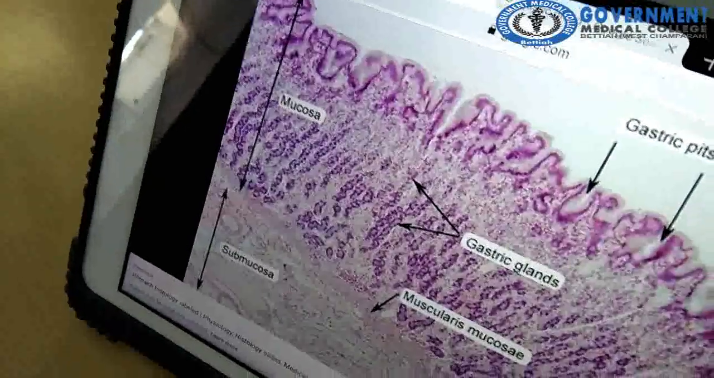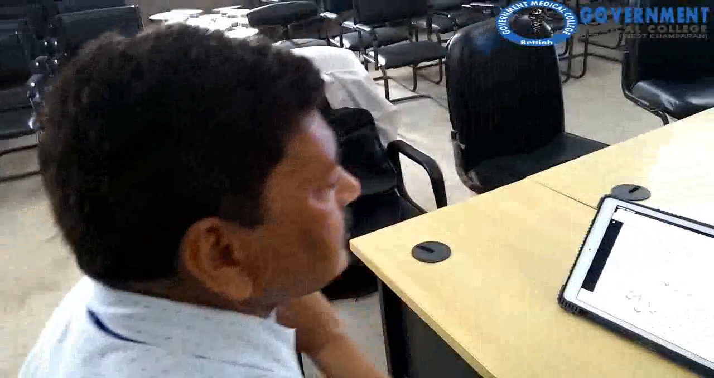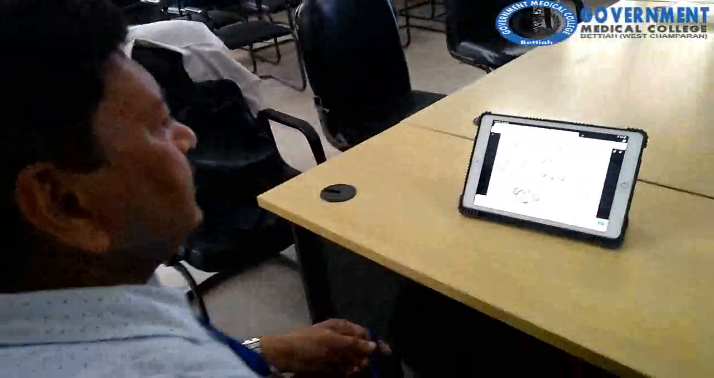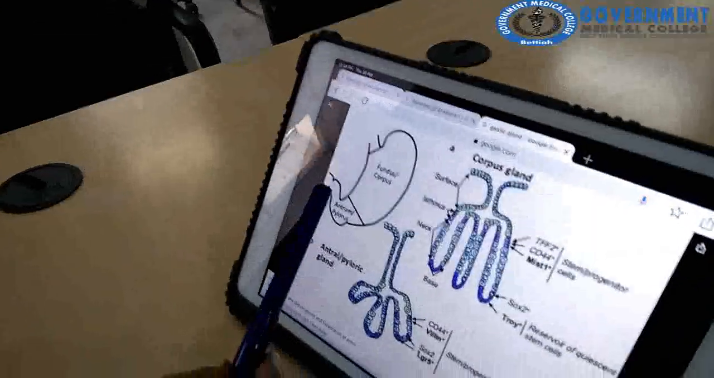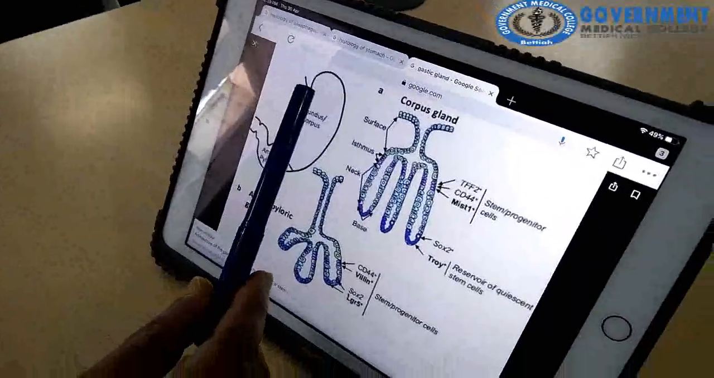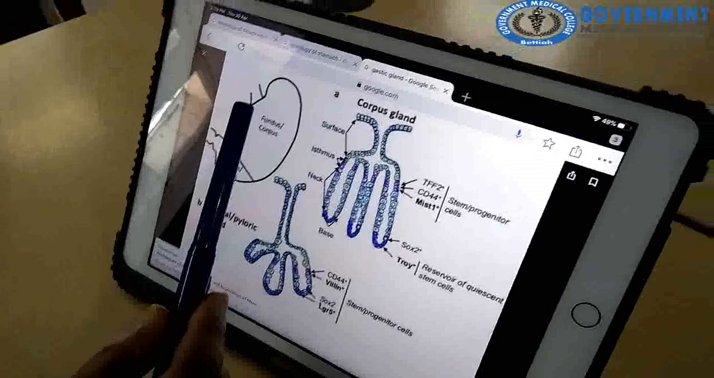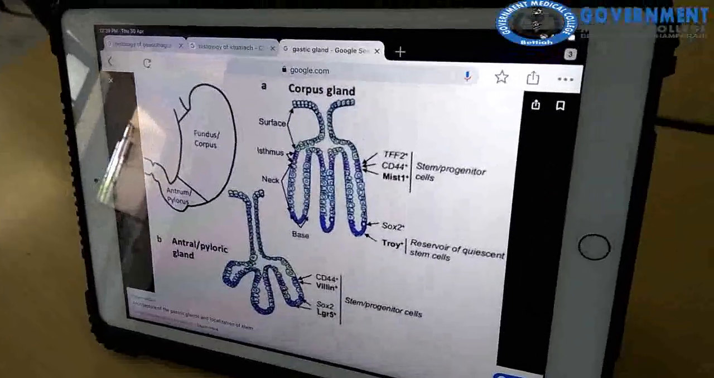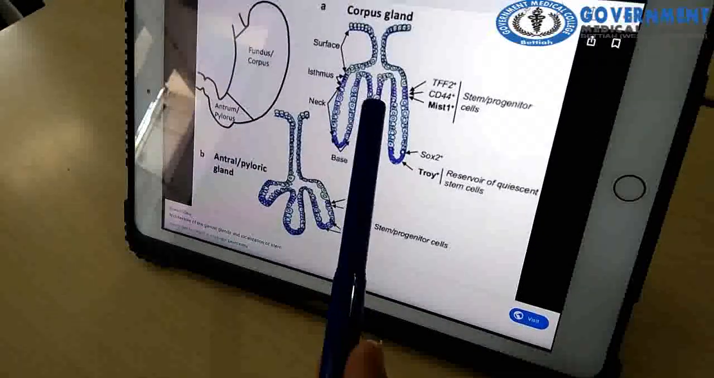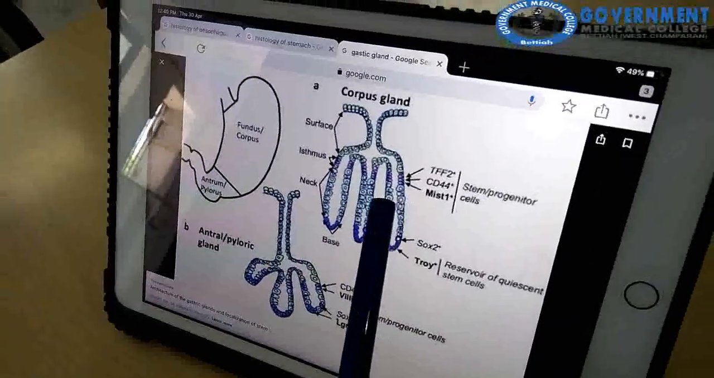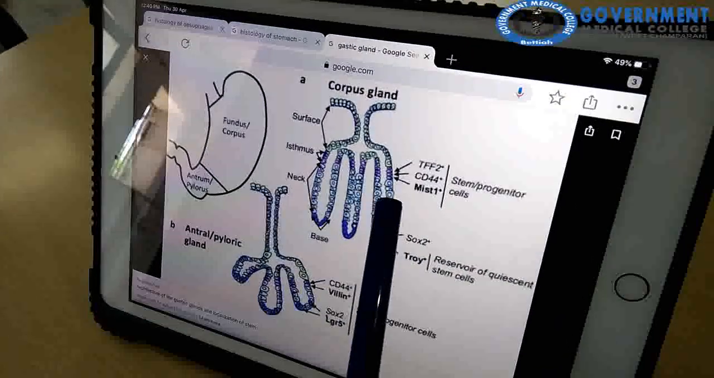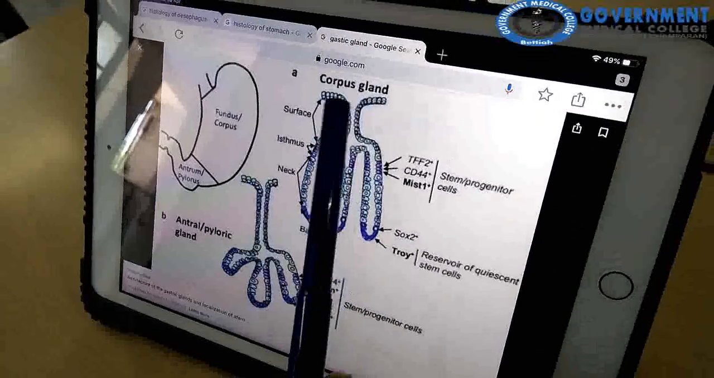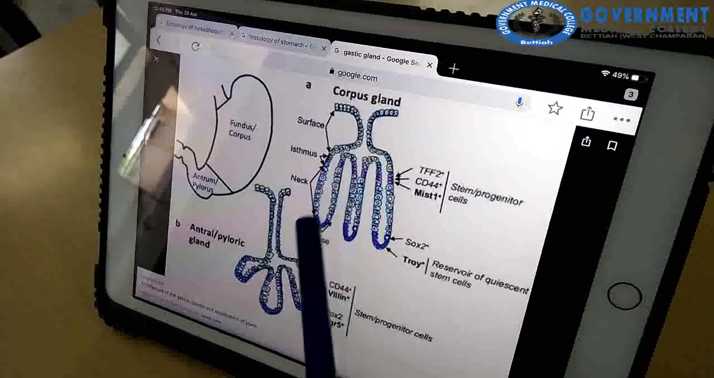Now I am going to discuss the gastric glands. Now you can see the stomach. This is the gross anatomy of the stomach. This is the fundus, and this is the body, and around 2 cm is the gastric orifice. This area is the cardiac part. Now you can see the glands of stomach. This is called gastric gland. This is gastric pit. This is glandular part.